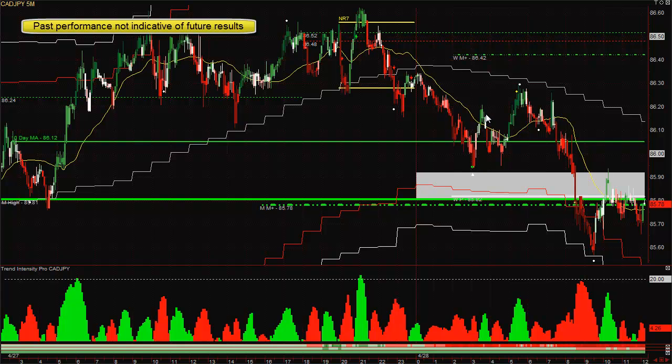You might have shorted this little counter trend move, shorted the counter trend sell signals right here, because we're still underneath that area. And you got a huge move to the downside after that.